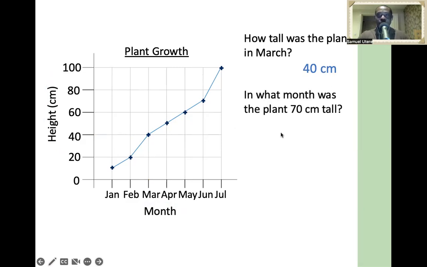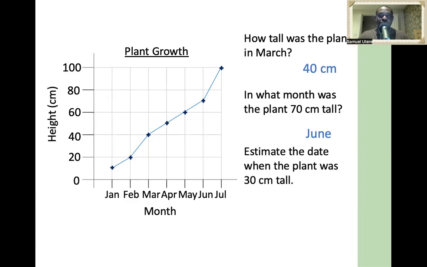Next, you ask, in what month was the plant 70 centimeter tall? So 70 centimeter is not actually given to us here, but we know that it has to be halfway between 60 and 80, because between 60 and 80 we have a difference of 20. So halfway has to be 10 add 60. So we trace it down all the way to the line chart, and we trace it down to the horizontal axis, which is June. So we say June.